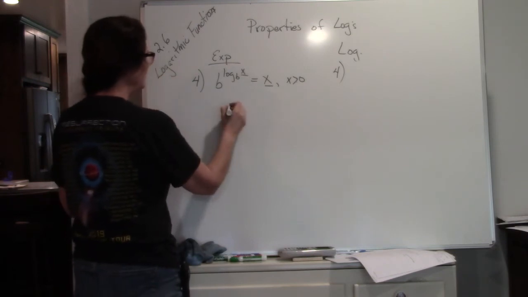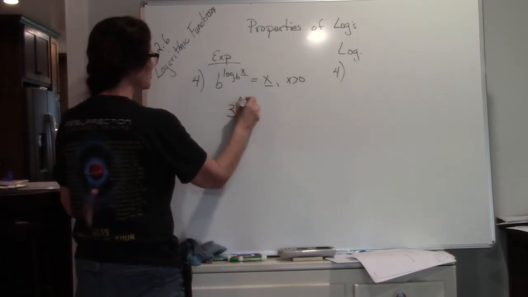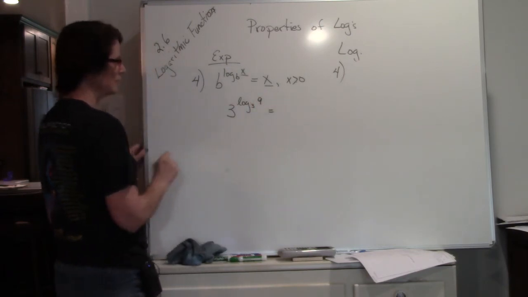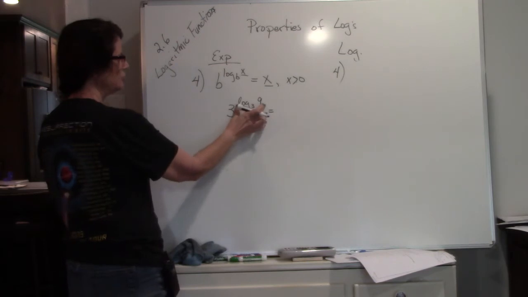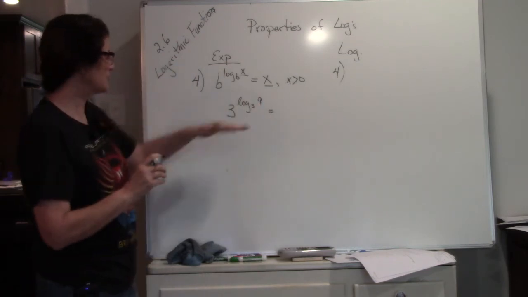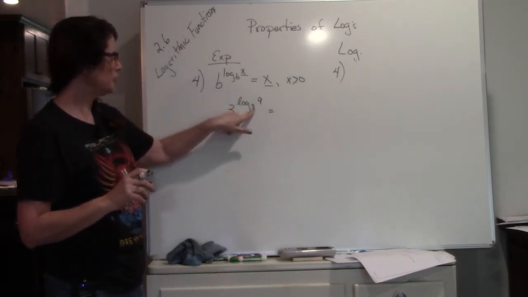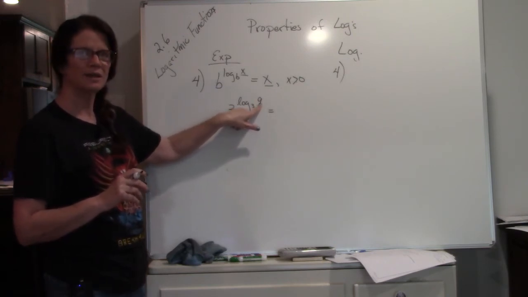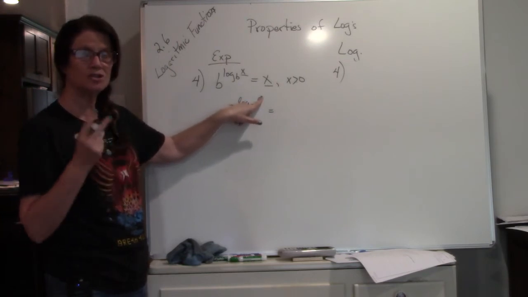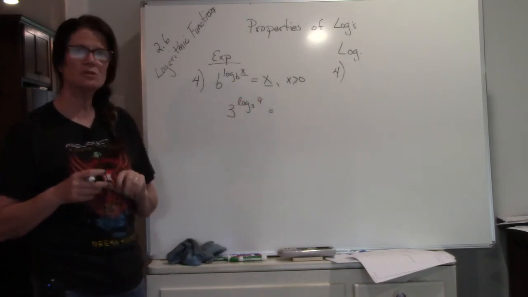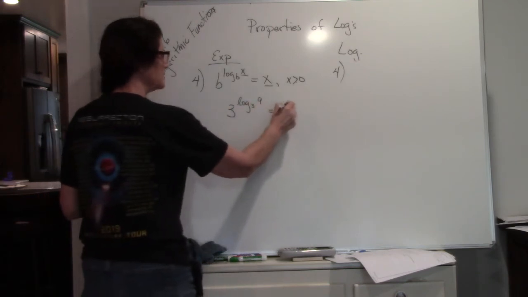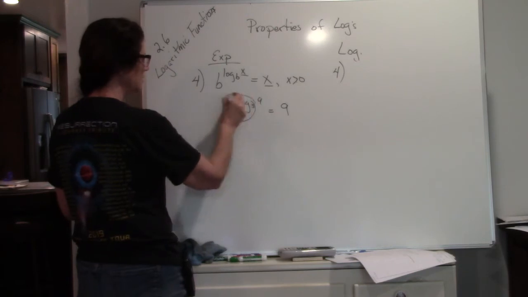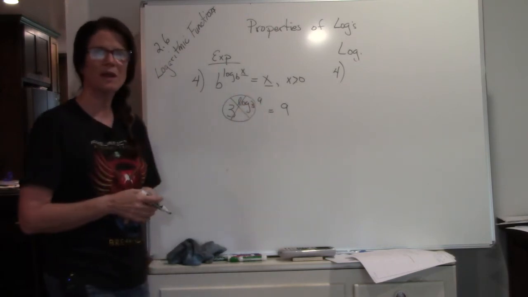If I had 3 raised to the log base 3 of 9, 3 raised to, and remember a log is an exponent, so this is actually saying what's the exponent on 3 that gives me 9? The exponent on 3 that gives me 9 is 2. What's 3 raised to the second power? It's 9. So the shortcut to this is, look, these two things cancel out, and 9 is my answer.